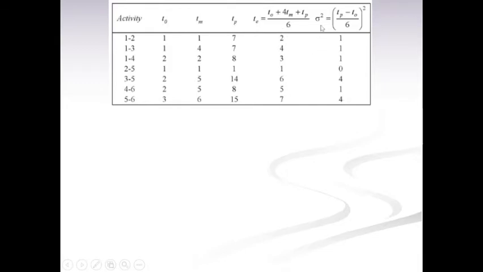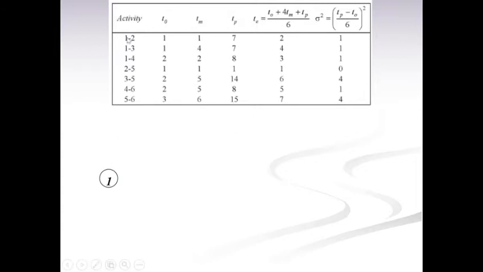Then we have to calculate the variance by using this formula: TP minus TO divided by 6, whole square, right? Pessimistic time, optimistic time. By having this formula, we have to calculate the sigma square value for all the activities like this. After calculating TE, that is the expected time of completion of each and every activity, and the variance, next we have to construct the network diagram, right? This is the given activity, and this is the calculated TE value, the expected time for completion of the particular activity. By having this, we have to construct the network diagram.